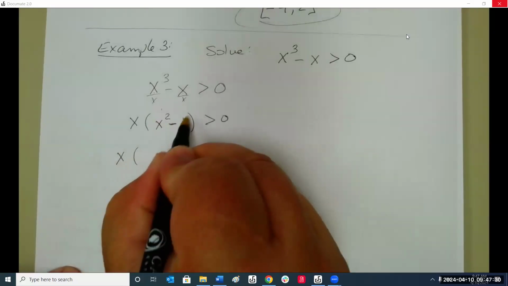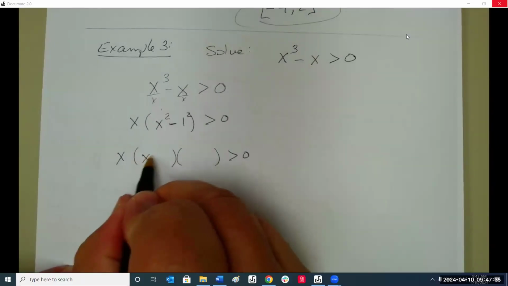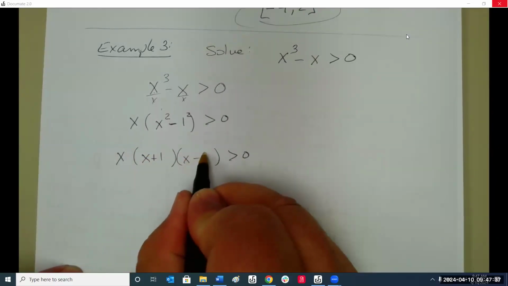X squared minus 1 is the same thing as 1 squared. So it's x plus 1, x minus 1, it's a difference of two squares. You were right.